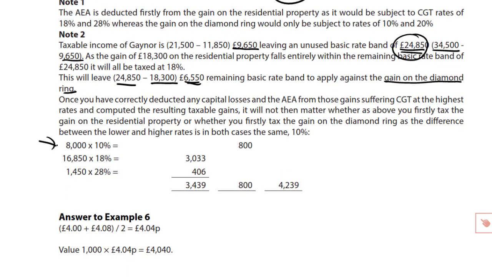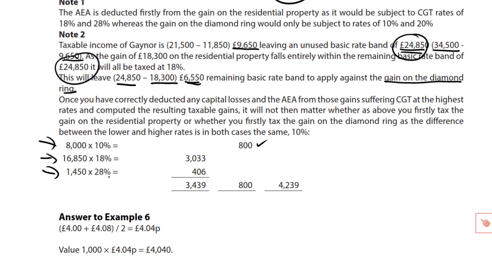If we do our calculation of the tax firstly on the ring, all 8,000 is at 10%, £800. That therefore leaves us with 16,850 of the basic rate band remaining to us. Again, you can prove that figure going back to the 24,850 remaining basic rate band that existed from your income tax computation. 16,850 would be at 18%, and that would leave the self-same 1,450 pushed out of the basic rate band and up into the higher rate band.